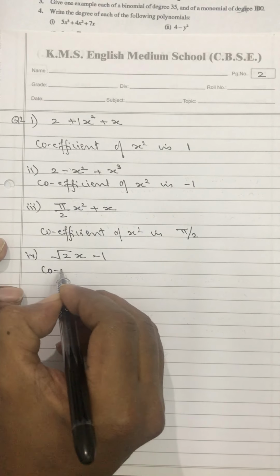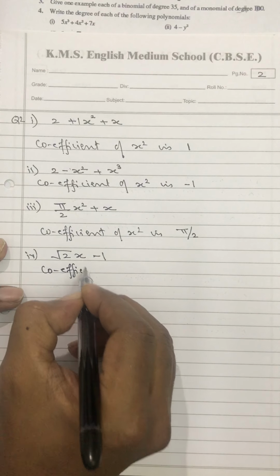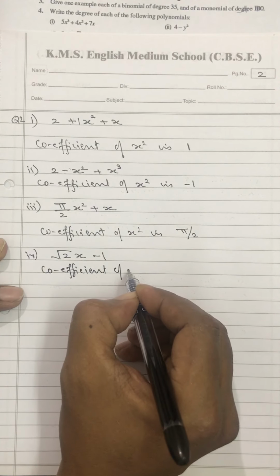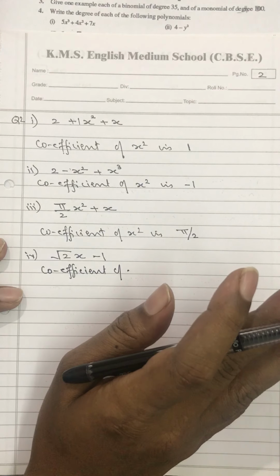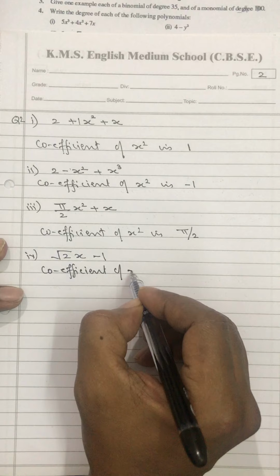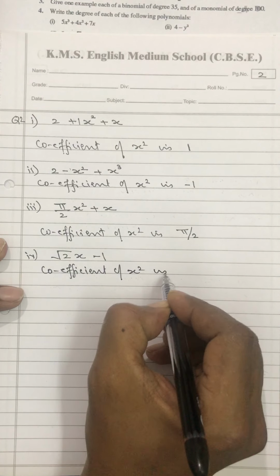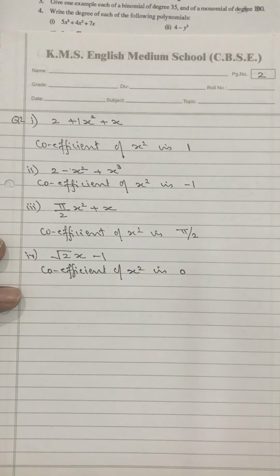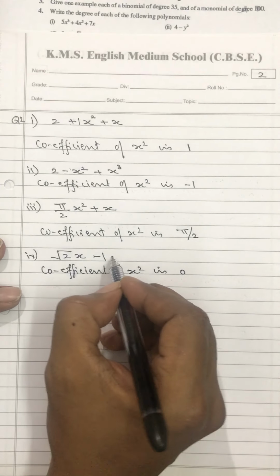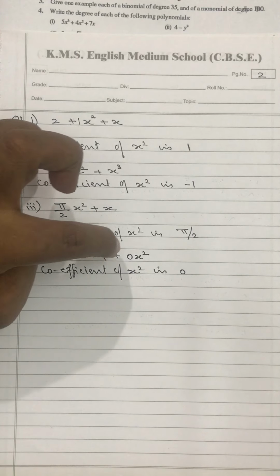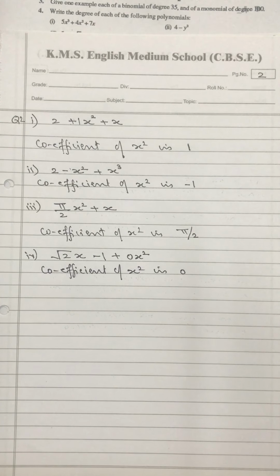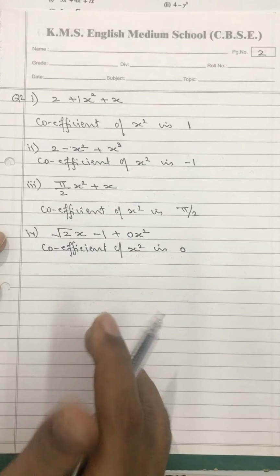Here there is no coefficient, there is no x square over here. So basically when there is no x square, the coefficient is 0. If I consider that I am writing an x square like this, then the x square will have a coefficient 0. Okay, that's all.